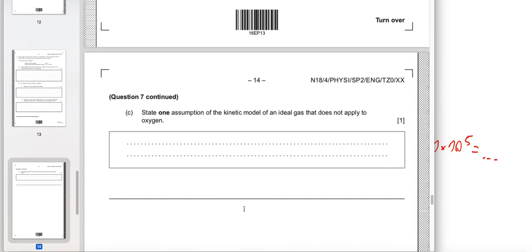And state one assumption of the kinetic model of an ideal gas that does not apply to oxygen. For example, oxygen is not a point mass, just this. Okay? I hope you did this correctly.